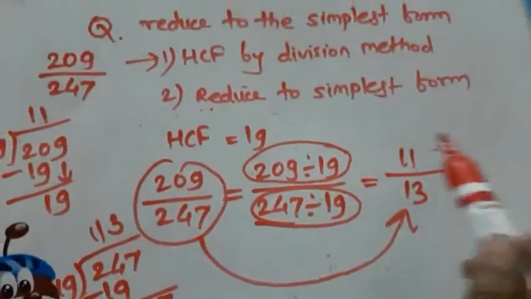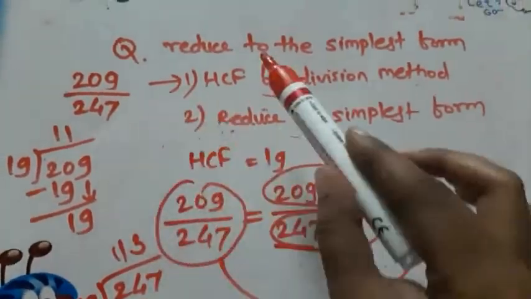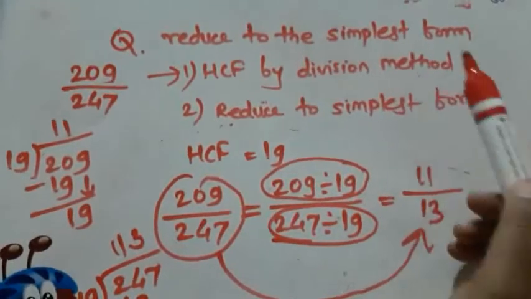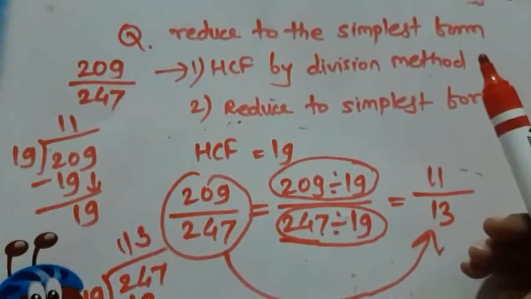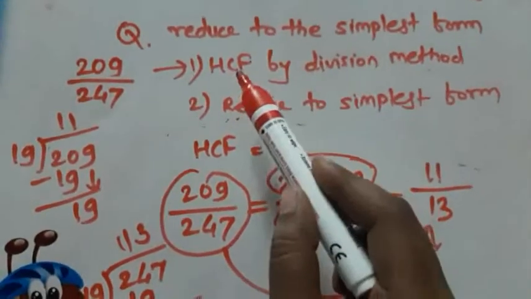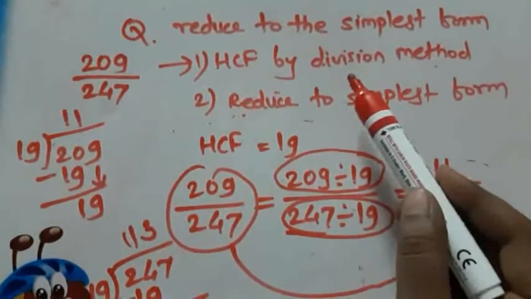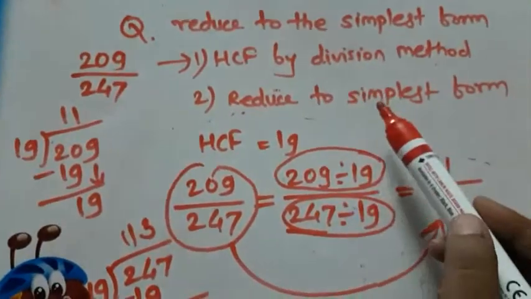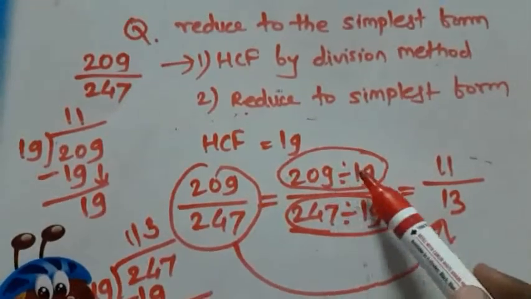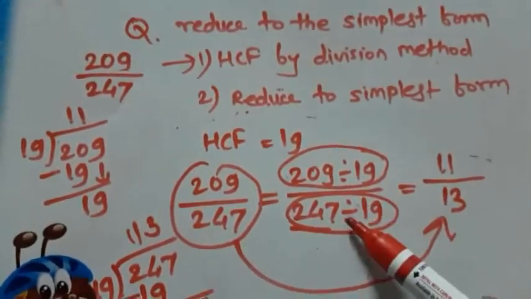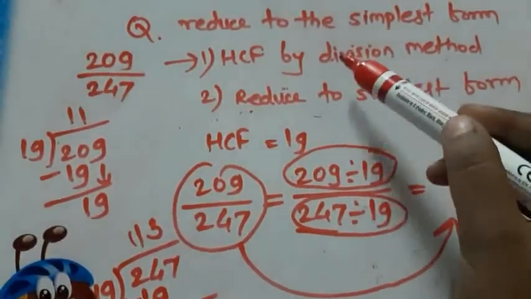In this way we can reduce any given numbers' ratio into simplest form. How have we done this? This can be done in 2 steps. What is the first step? Find the HCF by the division method, and next, after finding the HCF, we can reduce it to simplest form simply by dividing the numerator and denominator by the HCF that we calculated in the first step.